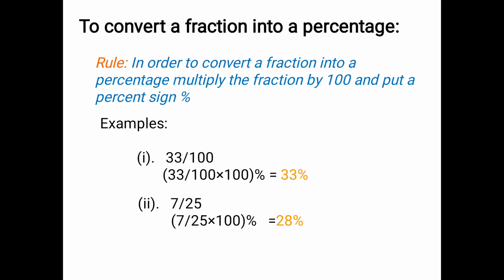Coming to the next example, that is 7 by 25. We have to multiply the fraction by 100. So 7 by 25 into 100. We have to cancel the 25 and 100.